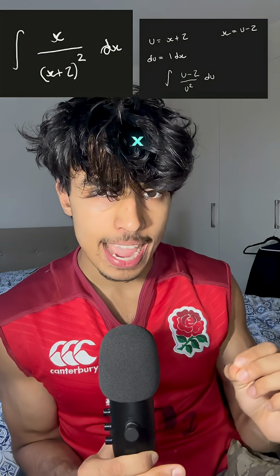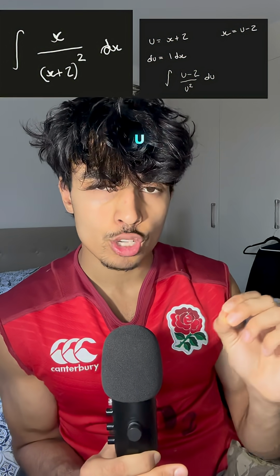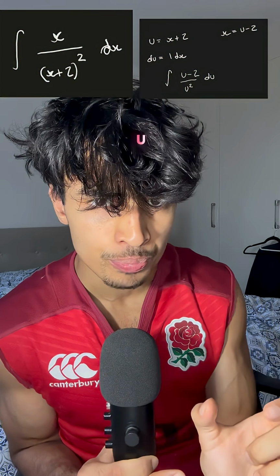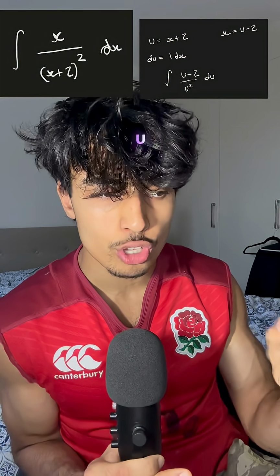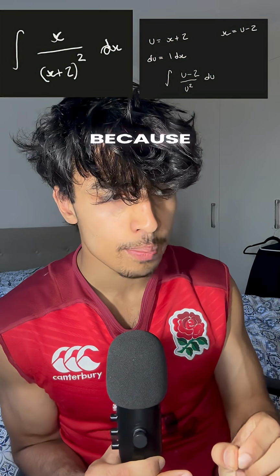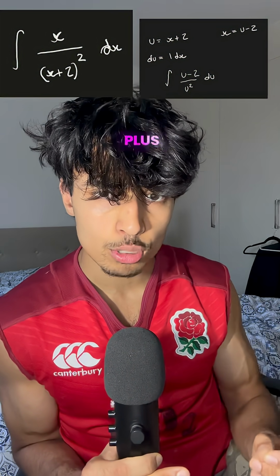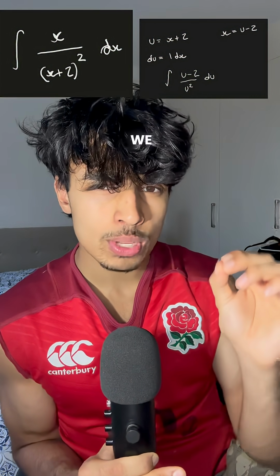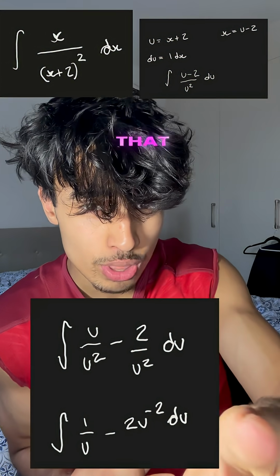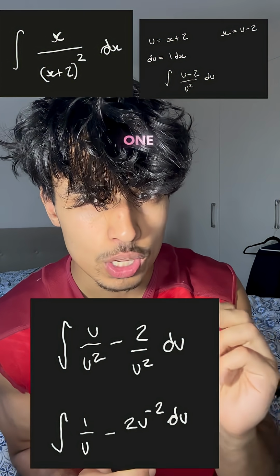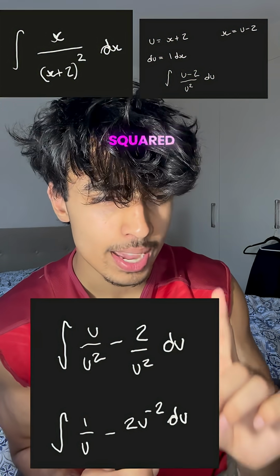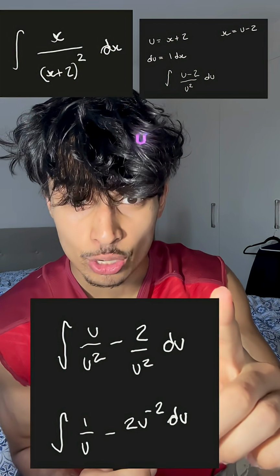Now we found dx. We rearrange to make x the subject. x is equal to u minus 2, because we need to rephrase this integral in terms of u. So now we get the integral of (u minus 2) over u squared, because remember, u was equal to x plus 2, so we've squared it, and now it's u squared. Now we separate out the numerator, and we can do that because the denominator is only one term. Integral of u over u squared minus 2 over u squared du, and because dx is du, we can substitute in du.